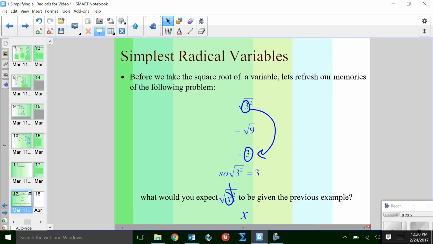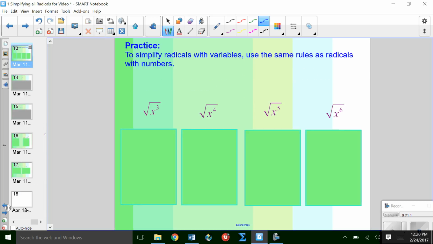Now, really, we could write this as an x to the first. So I want you to think about that. This is really an x to the first. And so what happened to our exponent is we took half of it. So when it was 2, we took the square root of it. To take the square root of an x squared, we actually divide the exponent by 2 is really what's going on there to get the 1.